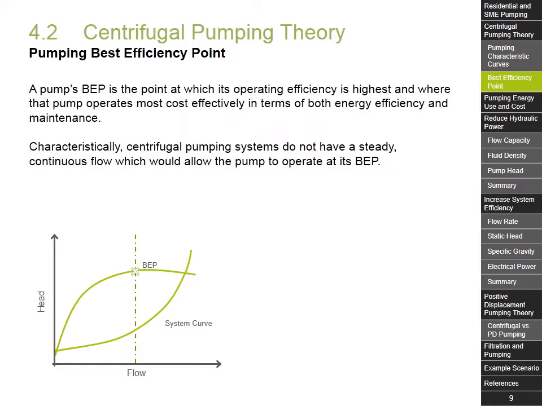Characteristically, centrifugal pumping systems do not have a steady continuous flow which would allow the pump to operate at its BEP. For example, imagine a pool pump. Pool pumps are designed to operate at a capacity to match the few times a year that the pool water is turned over. This means that the pump is sized to operate at maximum capacity year-round, even though it requires significantly less power and flow capacity for a majority of its use.